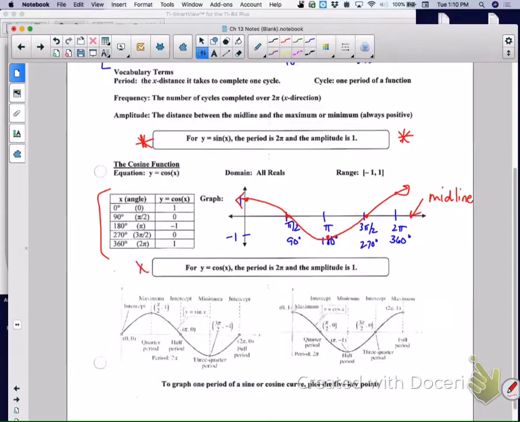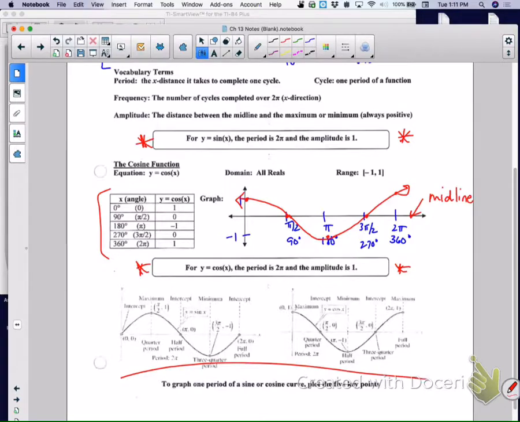So notice here, period is also 2 pi. That's my complete pattern. Once I get to 2 pi on my graph here, it's going to go down and then back up and do the same thing again. And again, it has an amplitude of 1. That's the distance from that midline to the max or the min, or half the distance that it travels.